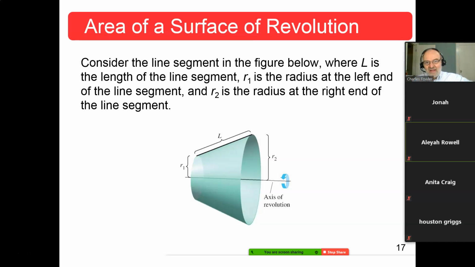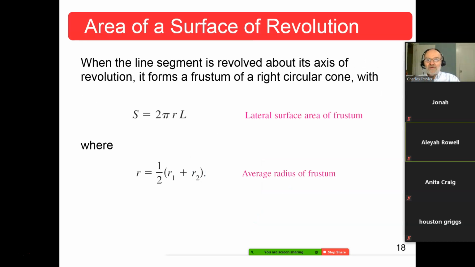You're revolving that line around the axis of revolution that goes down, that looks like it might be the x-axis, whatever. You're making a lampshade, right? Well, of course, that's what we were trying to make, okay? When the line segment is revolved around the axis of revolution, it forms the frustum of a right circular cone, and that area is 2 pi times r. That's not the R1 or R2 that we had before, times L, okay?